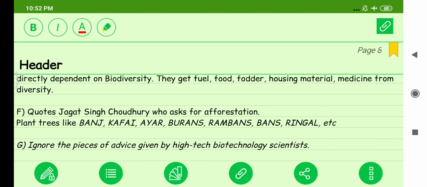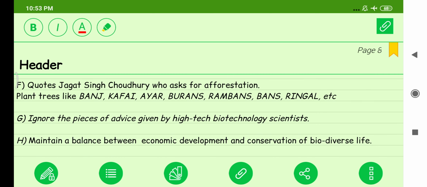And the next point that is discussed in the lesson is that these two writers quote Jagat Singh Chaudhary. And this Jagat Singh Chaudhary actually motivates us for afforestation, to plant more trees, and he gives a list of trees that he wants us to plant in forests, at the places where land is available. Plant trees like Banj, Kafai, Ayar, Buranas, Rambanas, Buns, Ringle, etc. You can reread these words from the text.